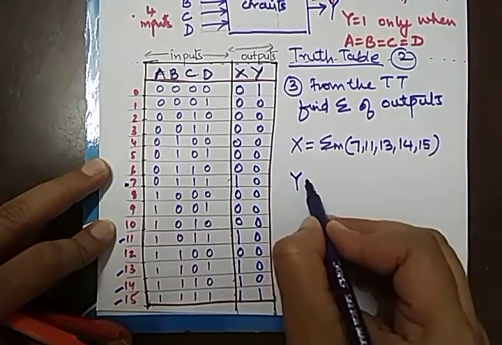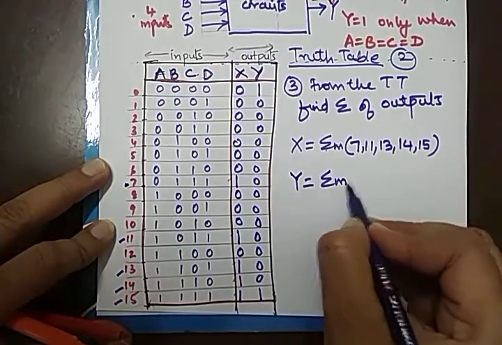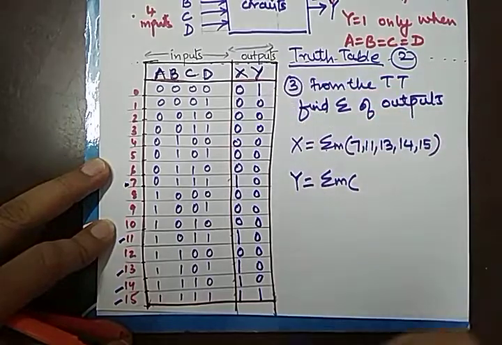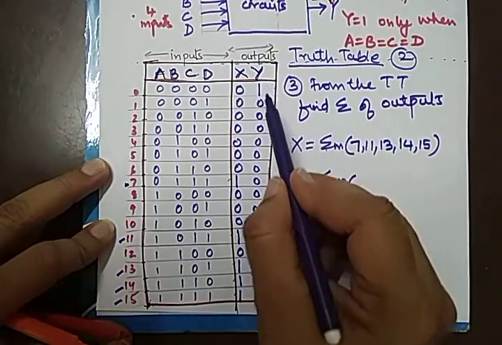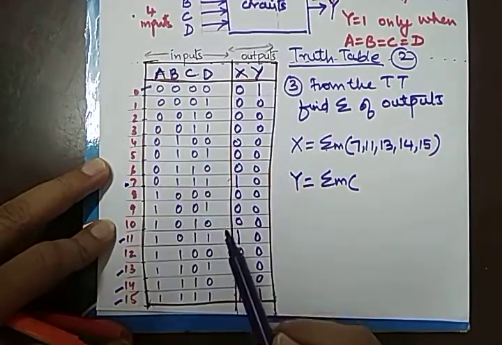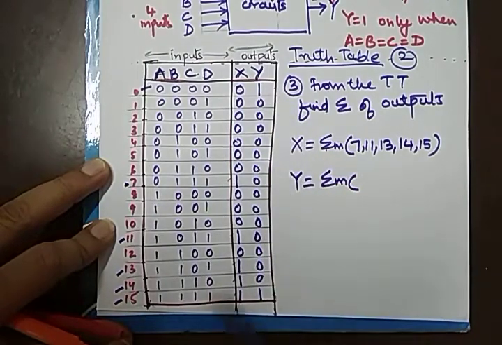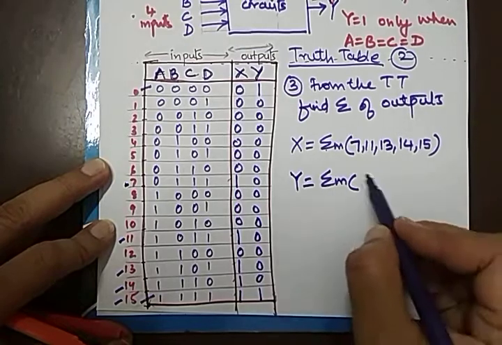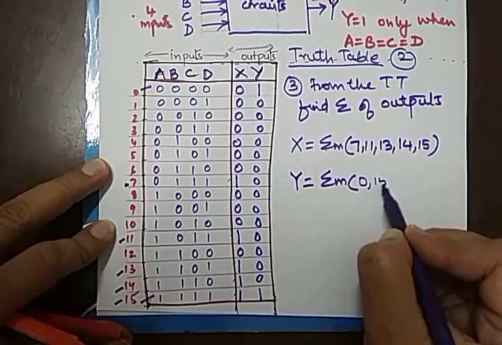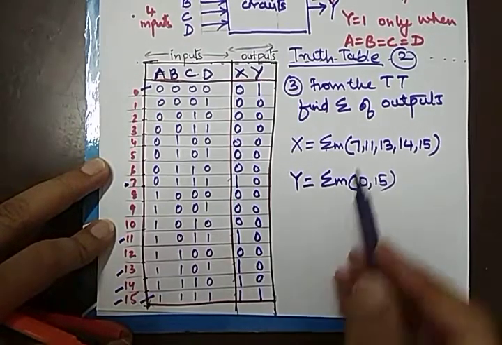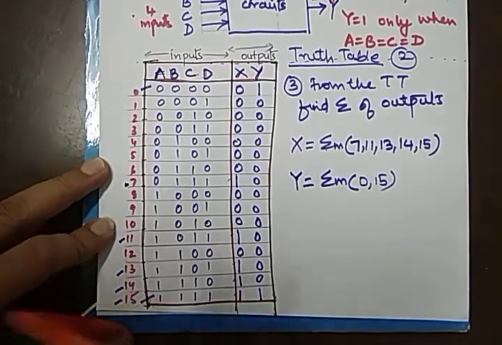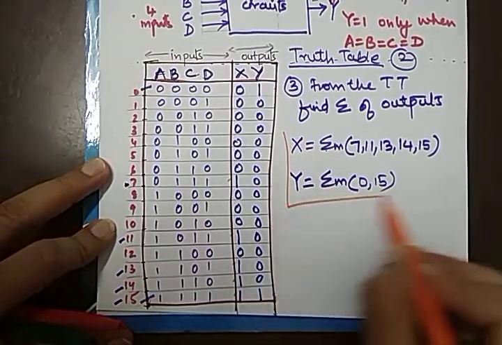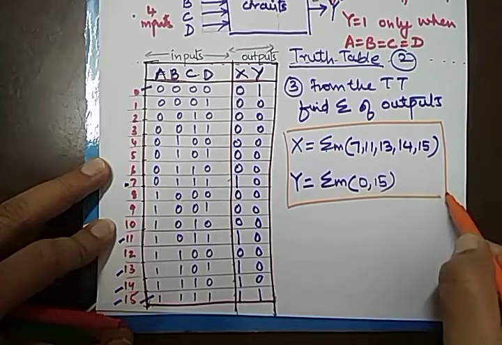Similarly, let us find the function for y. On the same pattern, we see that y is 1 only in this combination 0 and in the last combination of 15. So y is equal to sigma m 0, 15. So we have found the Boolean expression, the sigma form for the two outputs.